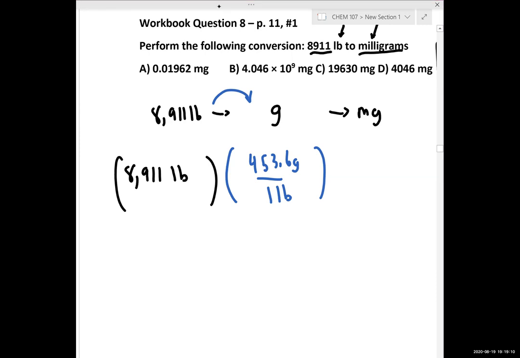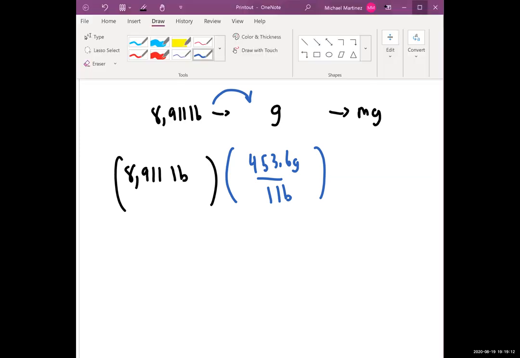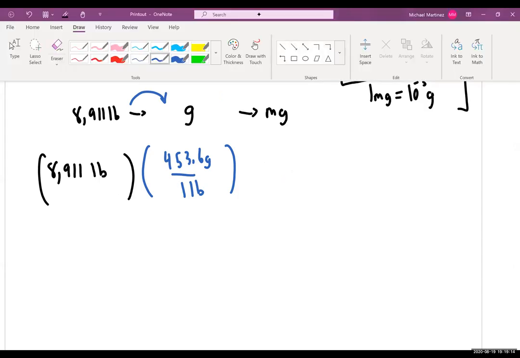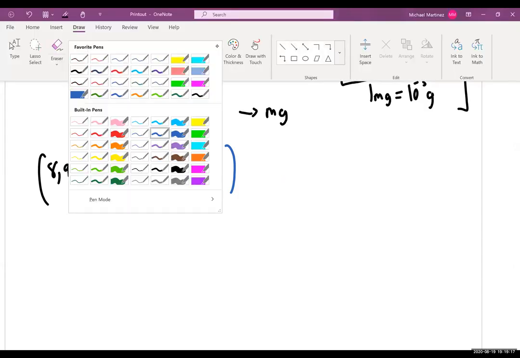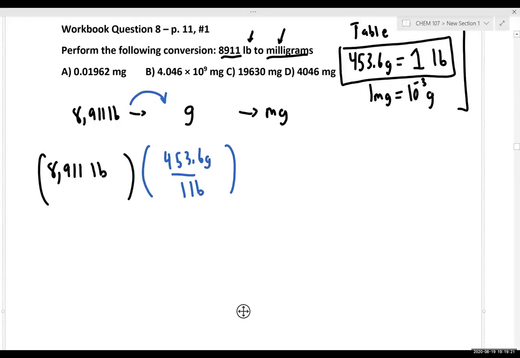So we've set up our first unit conversion. Now for the next step, I'm just finding the right pen to show the second step. For the next step, we're going from grams to milligrams. And since we're going to milligrams, what units go on top? Milligrams. Yep, exactly right. So we have 1 milligram, and then on the bottom, we have how many grams? 10 to the negative 3.